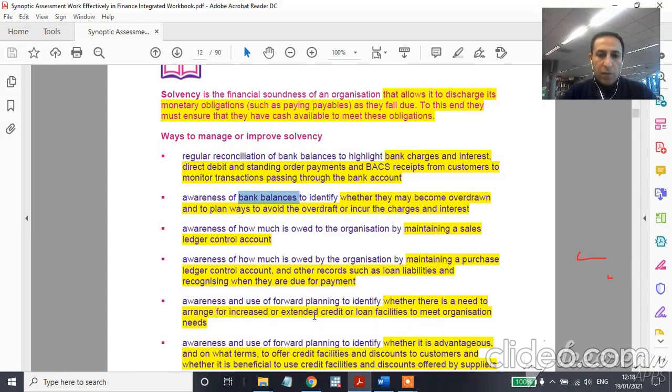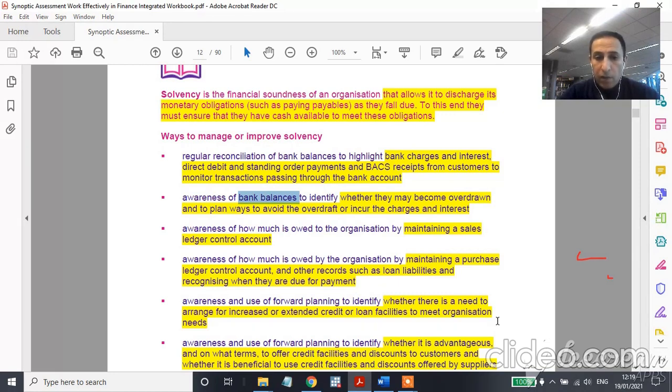You have to be aware, and you have to have a good understanding of planning and identifying whether you need to arrange for increasing or extending the credit or loan facility. So for example, currently during this pandemic, during COVID-19, so many companies had a problem with cash. They don't have enough cash, obviously, because they cannot have any income while they have expenses.